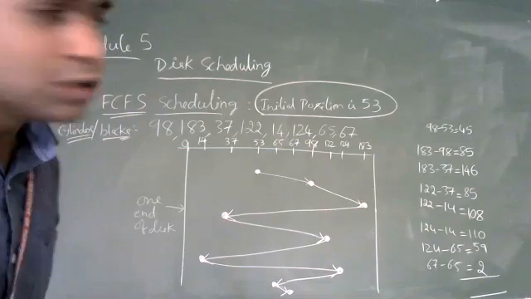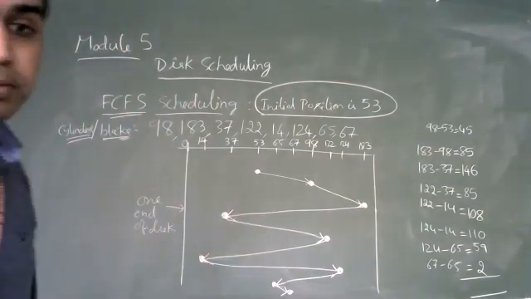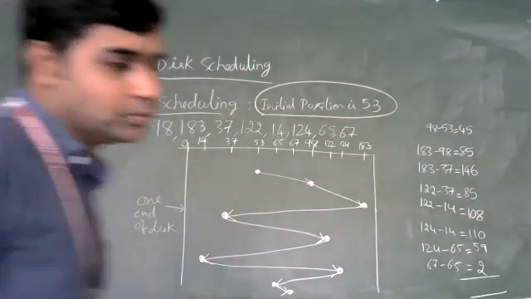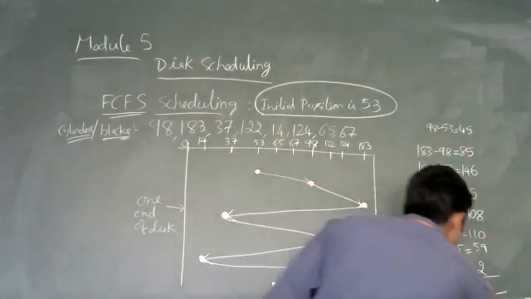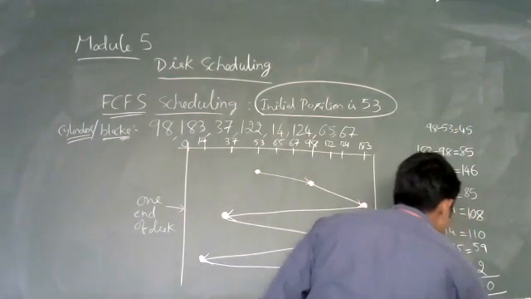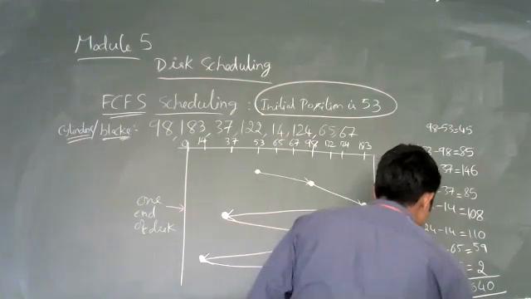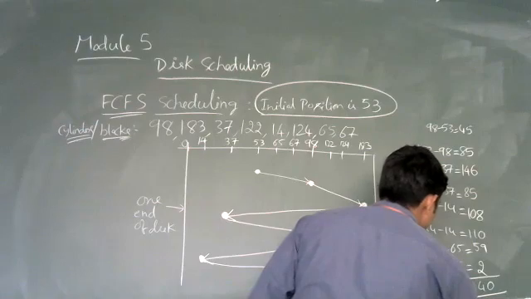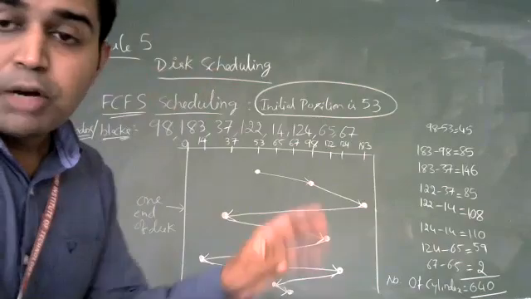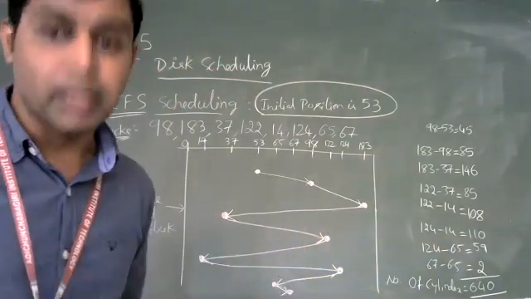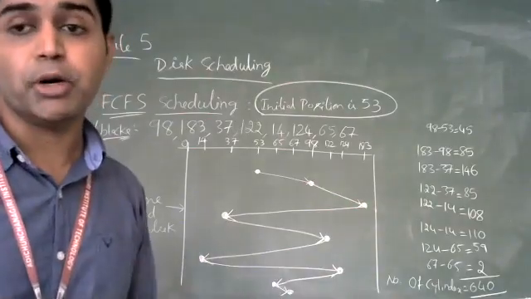45 plus 85 plus 1, 46 plus 85. What is the total value? 640. So what is your answer? The number of cylinders it has traveled is how much? 640 cylinders. So that is the answer for your problem.